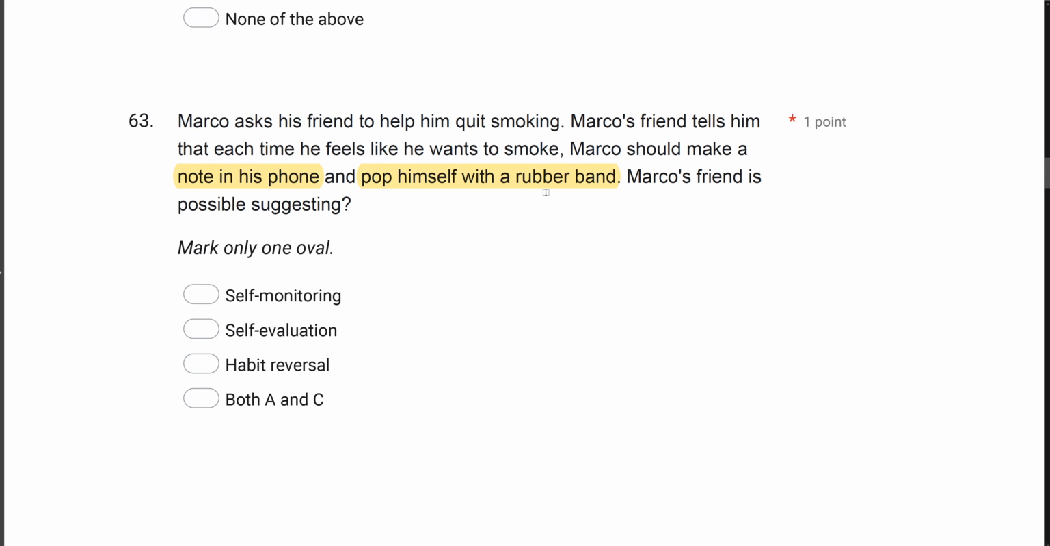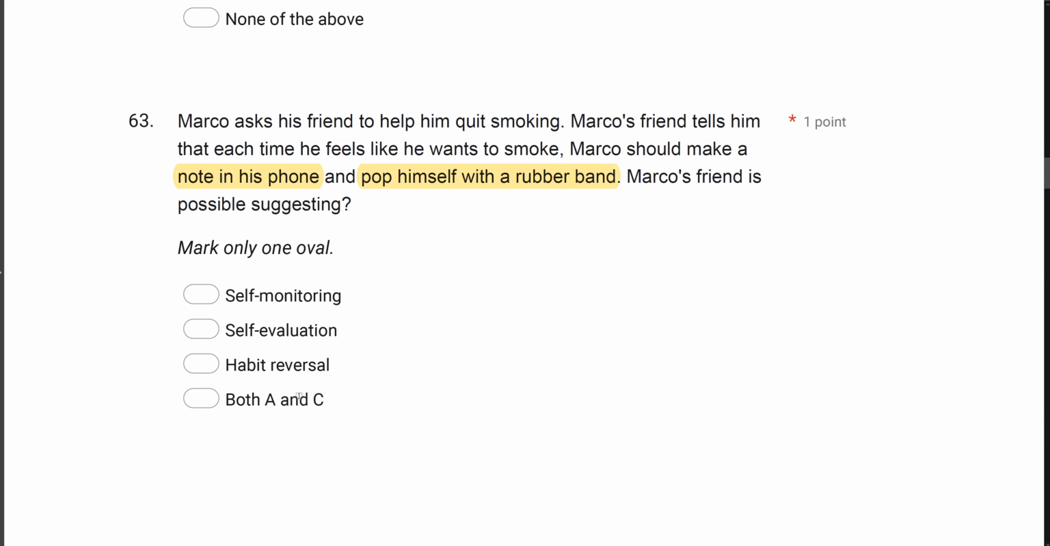Now, let's keep going. We don't just stop at the first answer choice we like. We always read all of our answer choices. So B, self-evaluation. Well, Marco is not evaluating himself against anything else, right? He's simply monitoring, and actually providing himself a little punishment for smoking.